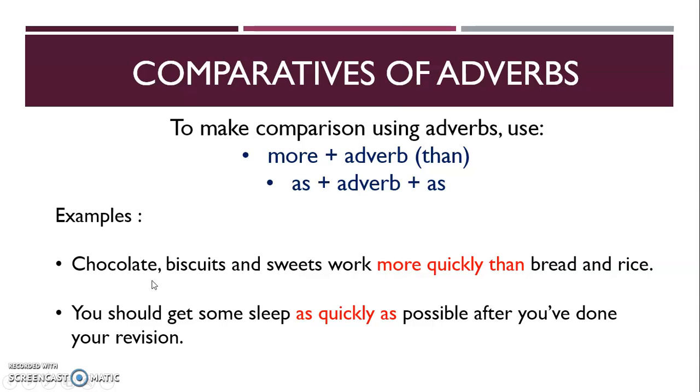Right, first one, chocolate, biscuits, and sweets work more quickly than bread and rice. So this is the first formula. So more quickly, this is your more plus adverb plus than. And the second one, you should get some sleep as quickly as possible after you've done your revision. So as here, quickly is the adverb and also as.